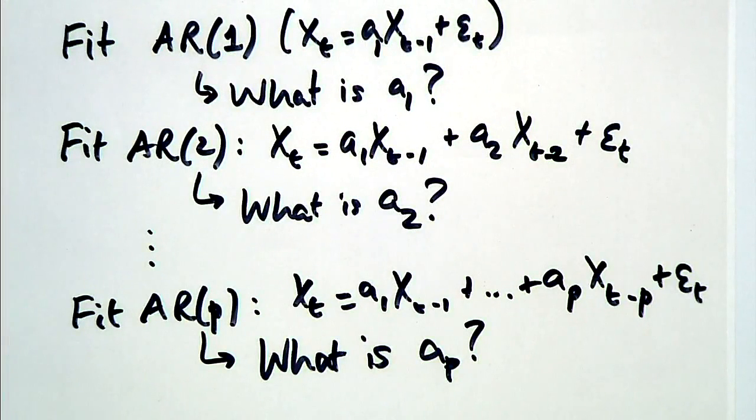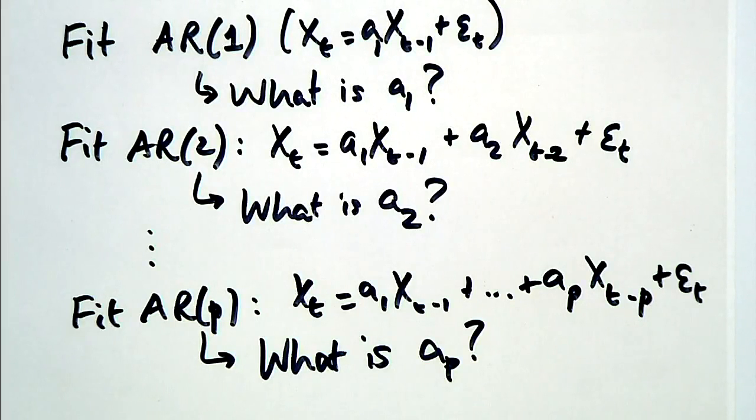So those are the steps. Fit an AR1, pull out A1. Fit an AR2, pull out A2. Fit an AR3, pull out A3. Fit an AR4, pull out A4. Fit an AR5, pull out A5, 6, 7, P, right? And you get to P. So what we're doing is pulling out the last term in each of an AR 1, 2, 3, 4, 5, 6, 7, 8, 9, 10, 11, 12, P.